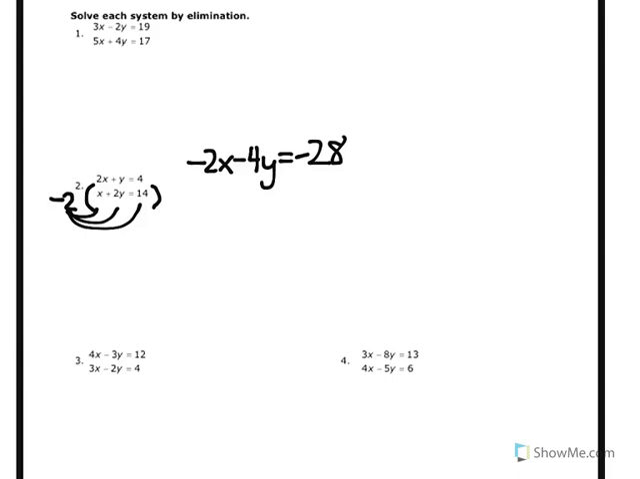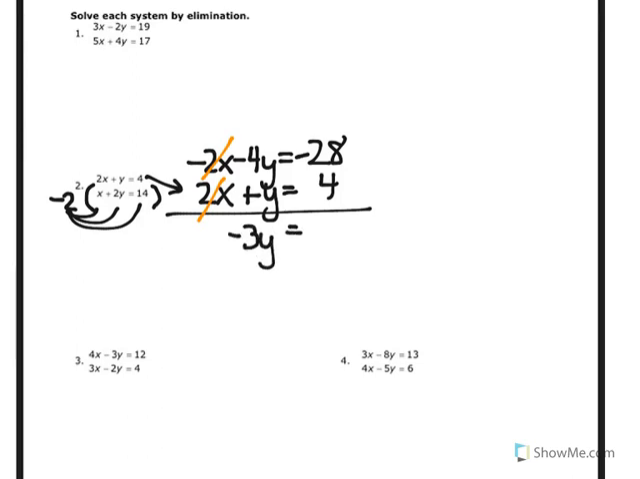You have to be careful with your integers here. Some of you with your negatives and positives, you have a little bit of trouble. I am just rewriting the top equation right there. And now we combine the equations. Our x's cancel out, and negative 4y plus 1y is going to be negative 3y. Negative 28 plus 4 is going to be negative 24. Divide by negative 3. And a negative divided by negative is a positive, so that's positive 8.